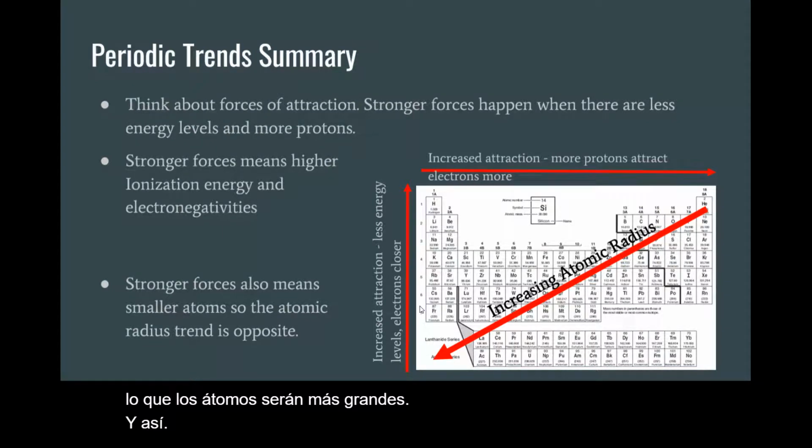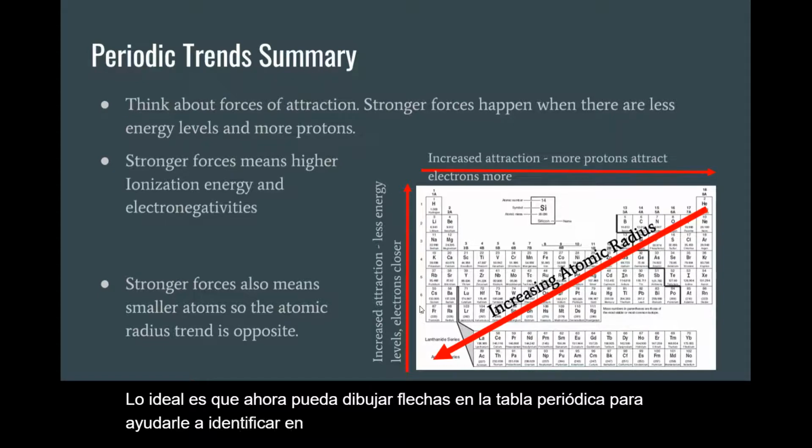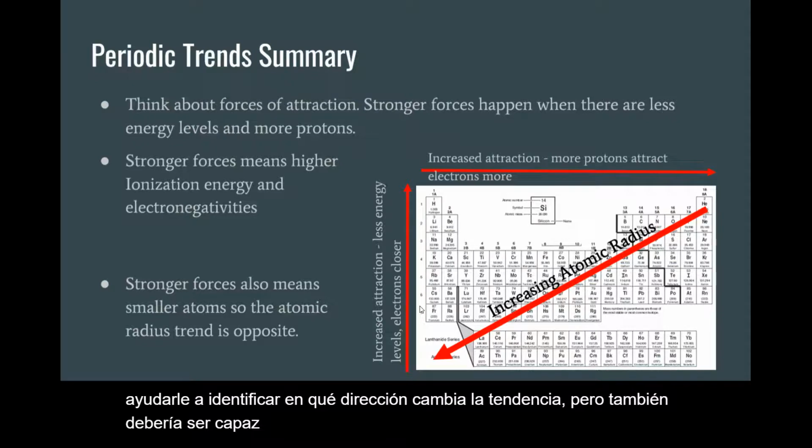And so ideally, you can now draw arrows on the periodic table to help you identify which direction the trend changes, but you also should be able to explain why the trend changes that way. And it all comes back to the forces of attraction.